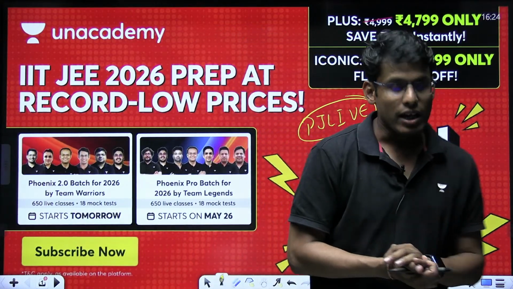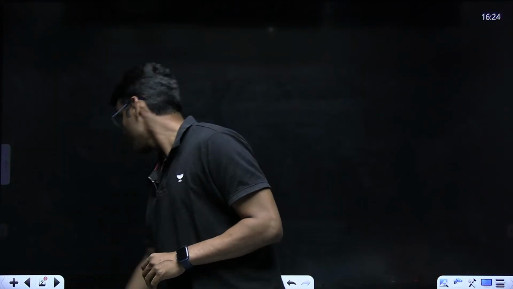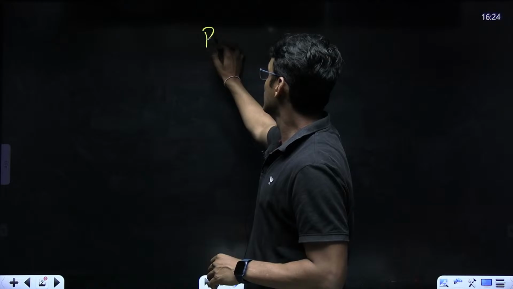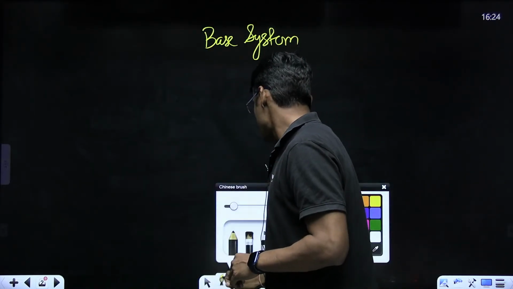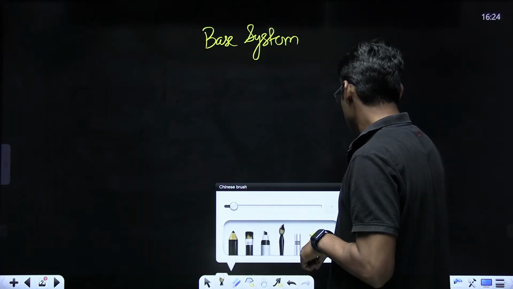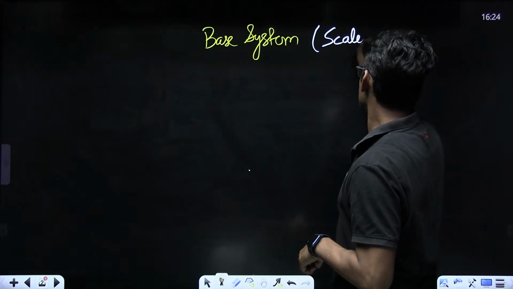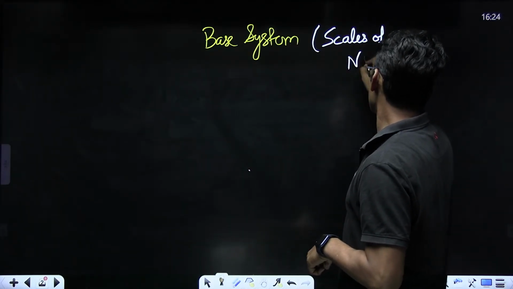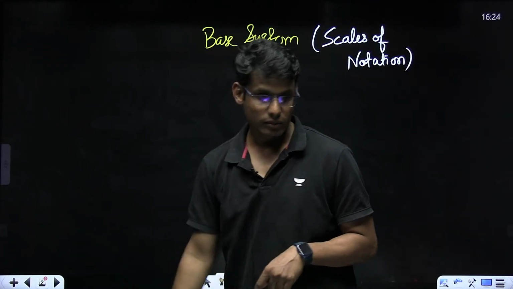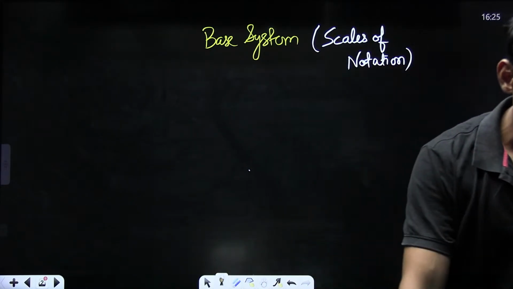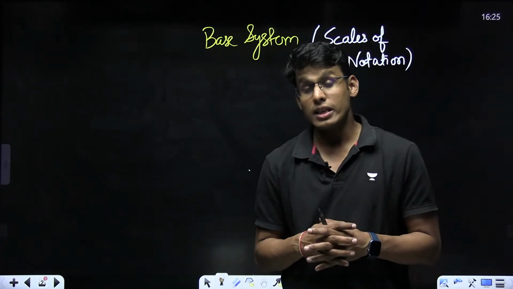Today we are going to do base system. Base system is also called scales of notation. This is called scales of notation. What is the scale of notation?